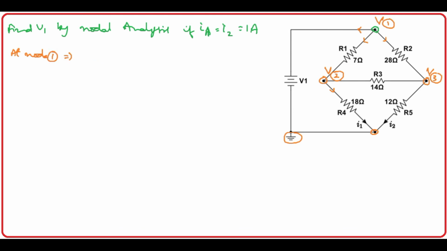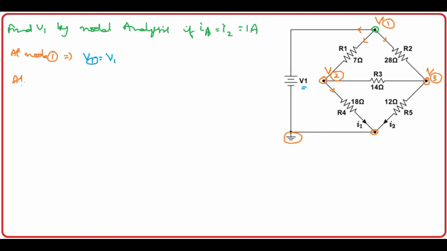At node 1, so what is the equation? At node 1, it should simply be V1 is equal to V1, because from V1 to ground, its value is simply V1. Next, at node 2 we will write. Remember one thing, nodal analysis means simply getting the node voltages.